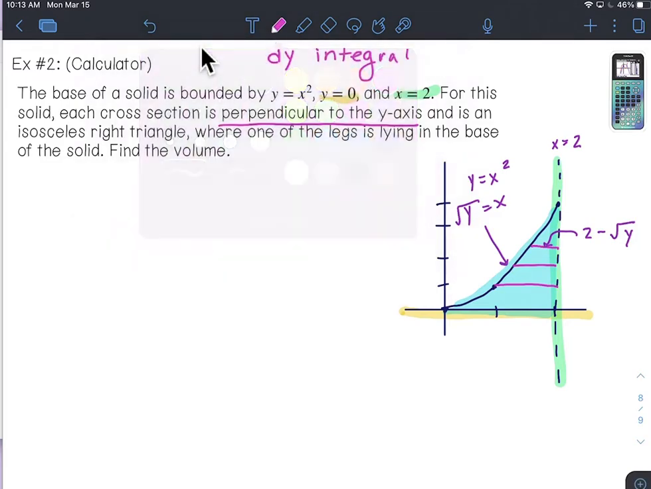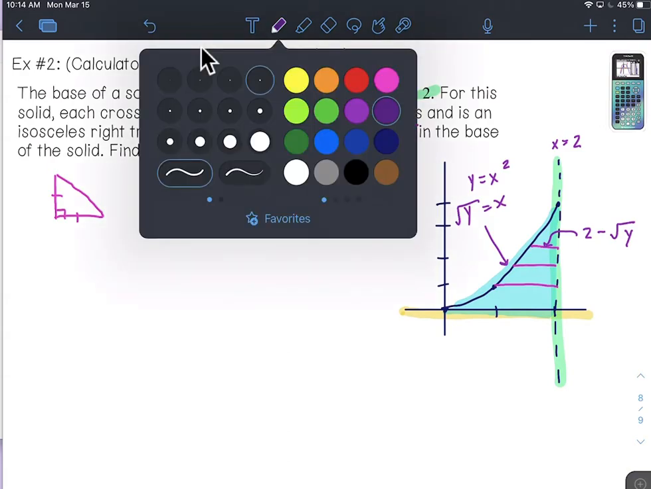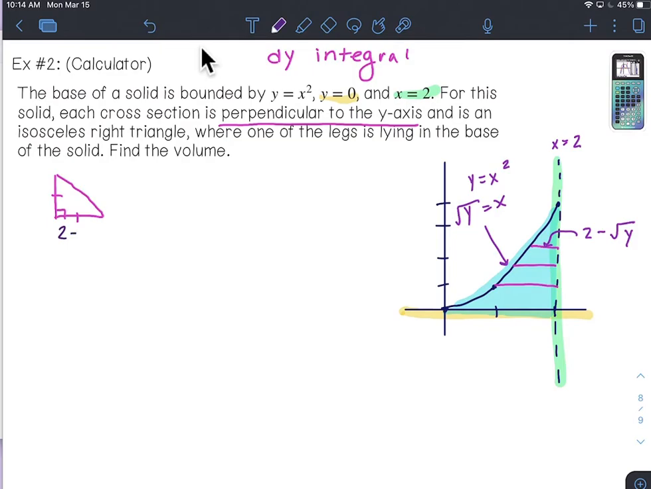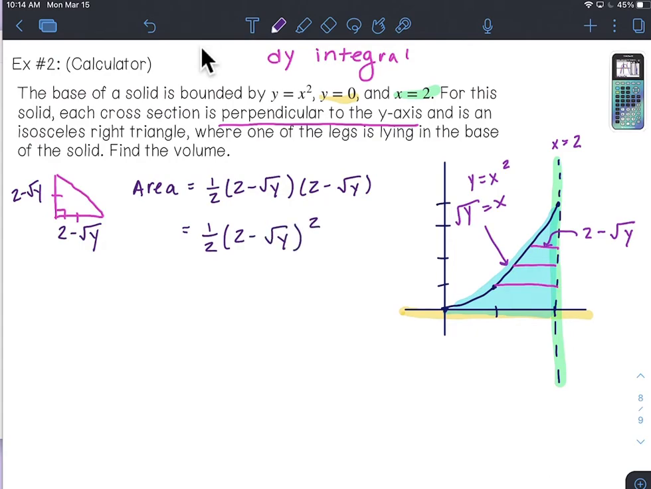So now if we think about an isosceles right triangle, so we have equal sides there, and it says one of the legs is lying in the base. So that means, we got 2 minus the square root of y here, but since it's isosceles, this is also 2 minus the square root of y. So if I want to find the area of one of those triangles, it's going to be 1/2 the base times the height. In this case, the height and the base are the same, so I can make that 1/2 times 2 minus the square root of y, squared. You could easily FOIL that out and do this one by hand. We're just not going to.